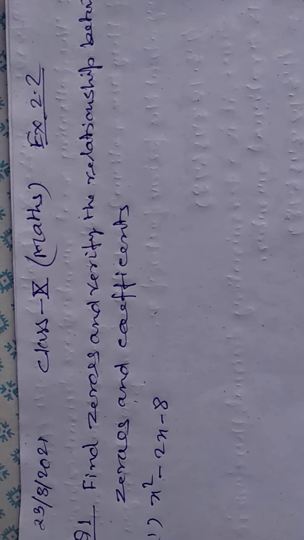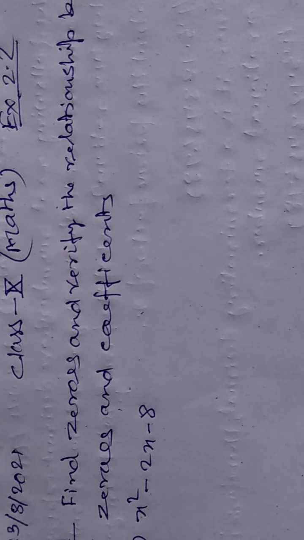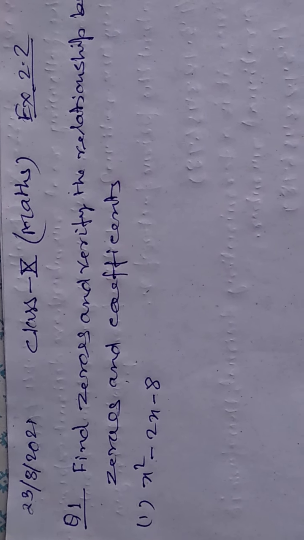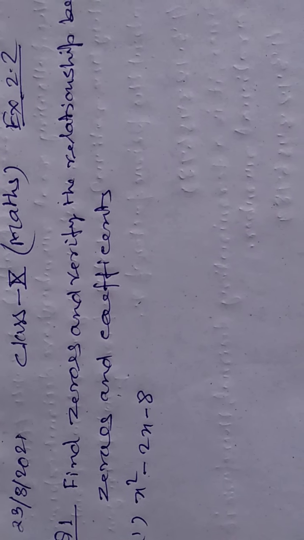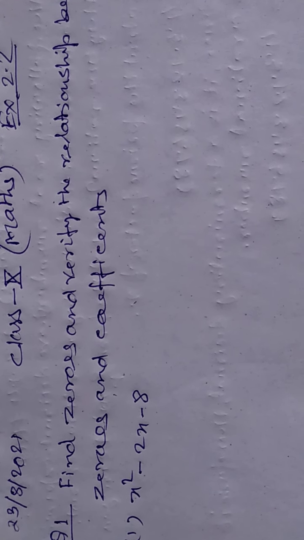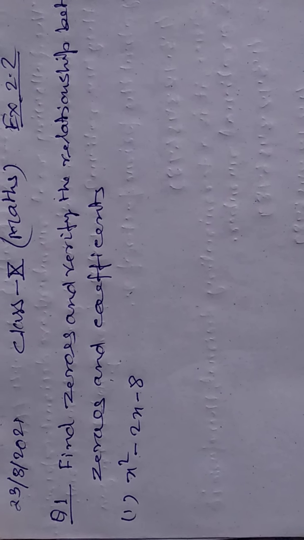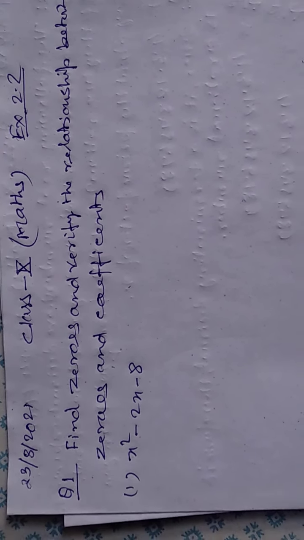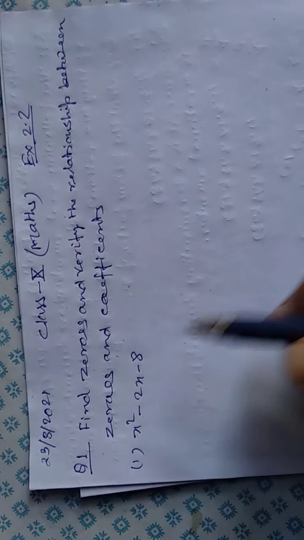Hello viewers, now we see exercise 2.2, question number 1. Find the zeros of the following quadratic polynomials and verify the relationship between the zeros and the coefficients. The first one is x square minus 2x minus 8. First of all, you will find the zeros of this quadratic polynomial.